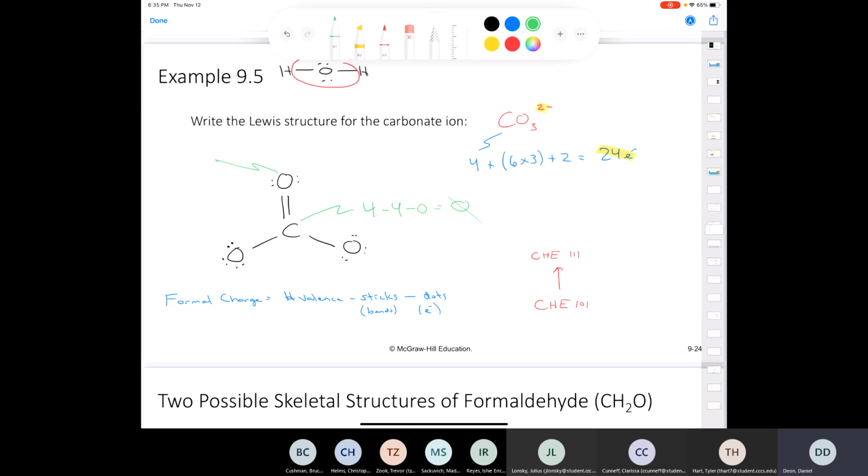What about this oxygen? Oxygen has 6 valence electrons. This oxygen is surrounded by 2 sticks, or 2 bonds, and 1, 2, 3, 4 electrons. 6 minus 2 minus 4 is 0. So there's no charge on that oxygen either. What about this oxygen? It's got 6 valence electrons. It's got 1 stick. And it's got 1, 2, 3, 4, 5, 6 electrons. 6 minus 1 minus 6 is -1. That means that this oxygen has a negative charge.